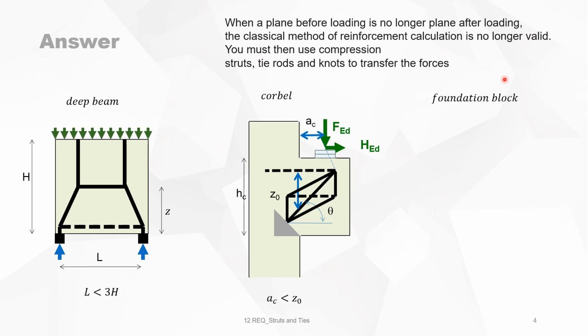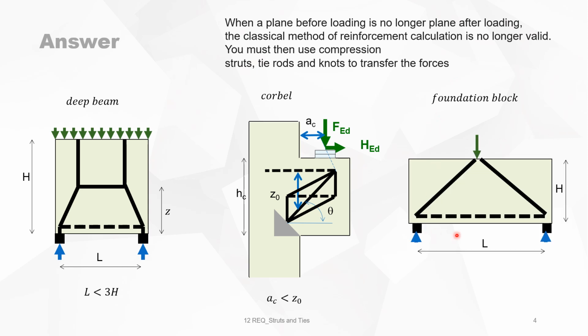A third example is a foundation block. You have, for instance, a foundation block on 2 supports with a distance of L. The foundation block has a height or a depth of H. It's loaded by a column, so the forces are directly transferred to the foundation through the compression struts, and then you have a tie rod or a strut in tension on the bottom. The condition for L over H is that L must be smaller than 3 times H. If not, then you can calculate this as a normal beam.